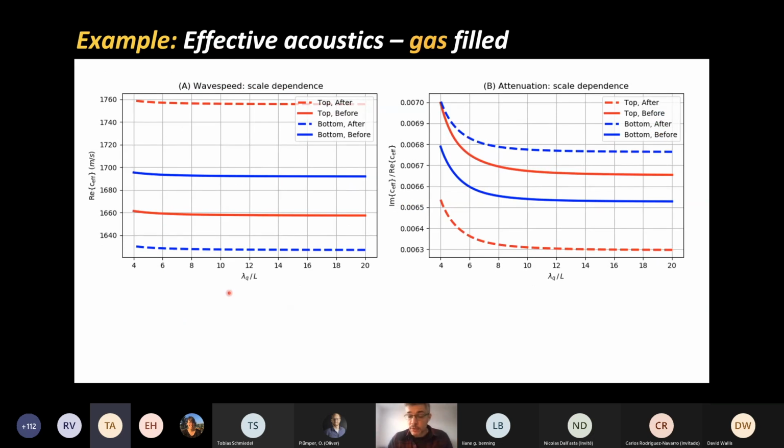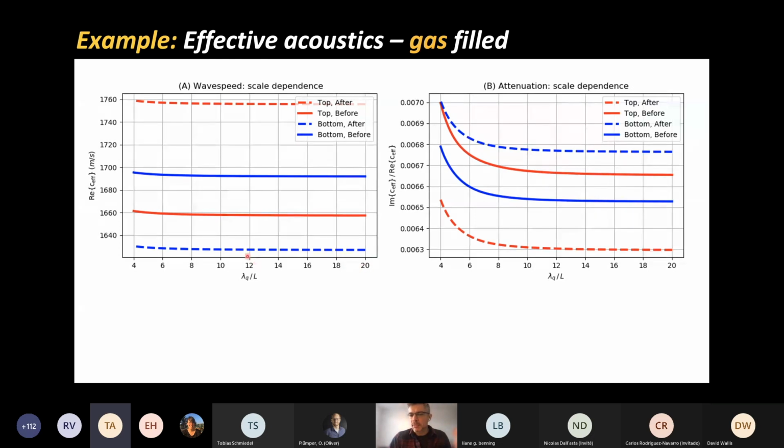On the left, you see wave speed, that is the speed of sound. On the right, you see wave attenuation, the thing that was responsible for the behavior of those waveforms as we put CO2 in the experiment that I showed you before. And you see the curves for top and bottom before and after. On the horizontal axis of these pictures, you see lambda over L. This is the wavelength divided by a length scale of the material. It starts at 4 times the scale length being the wavelength, and ends at 20. This means that this is a high frequency, this is a low frequency.